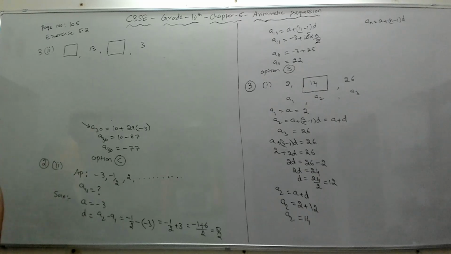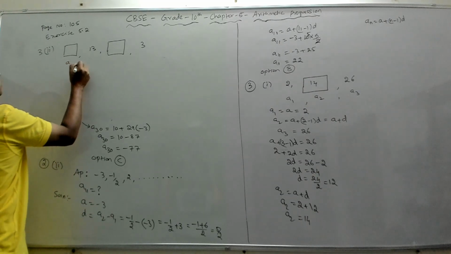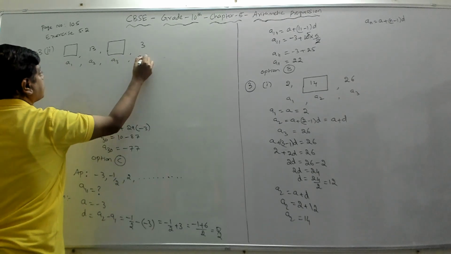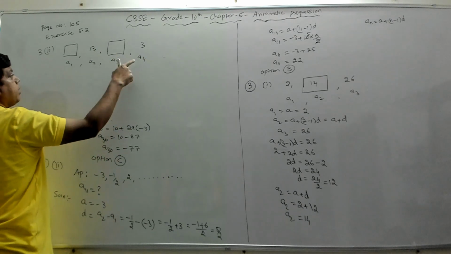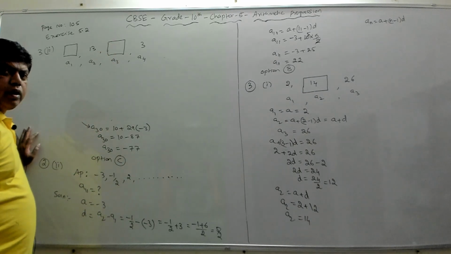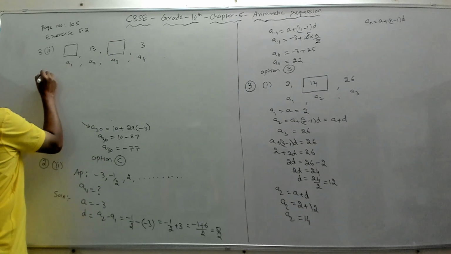Right? So this is your A1, the first term, this is A2, this is A3, this is A4. They have given A2 and A4. You have to find A1 and A3. Now what is our solution?